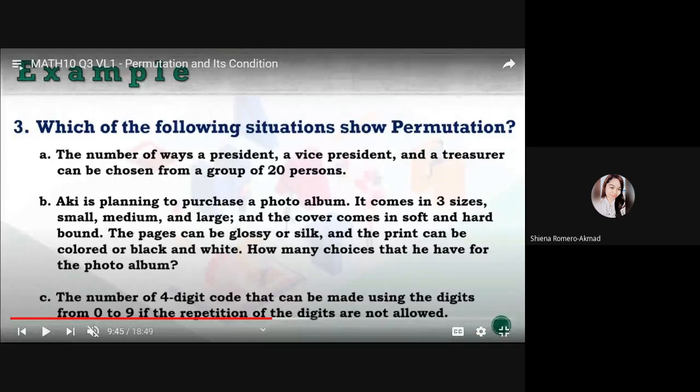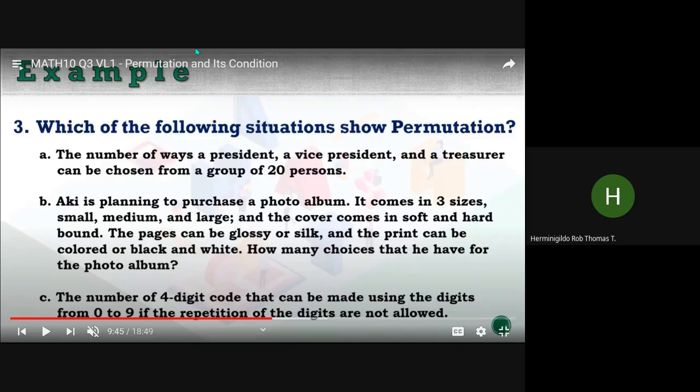How about letter C? Let us have Biluan. Biluan. No po. Biluan, wala ba si Biluan? Hermenegildo. Yes, ma'am. Letter C. The number of four-digit codes that can be made using the digits from 0 to 9 if the repetition of the digits is not allowed.